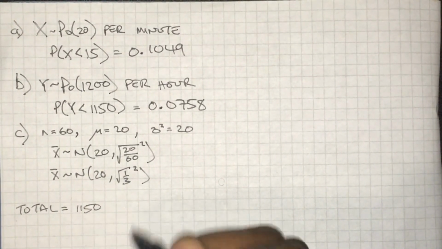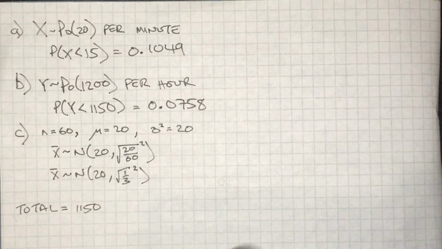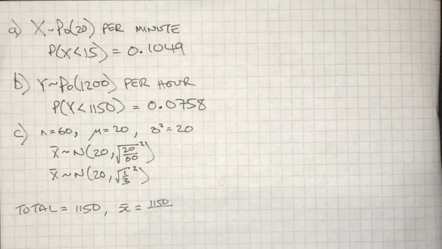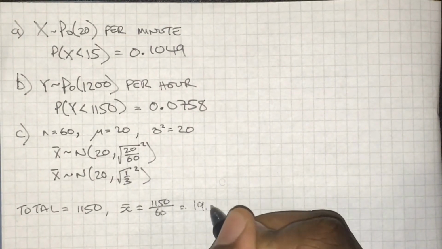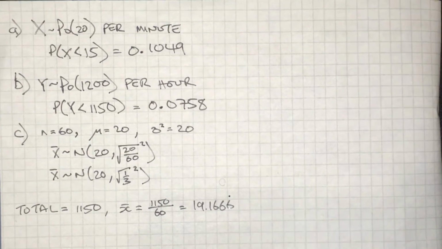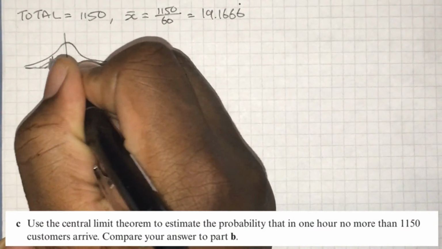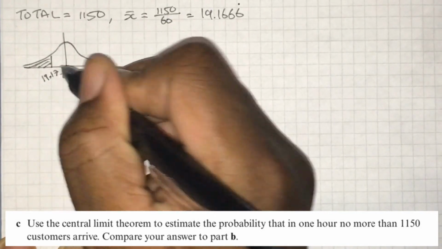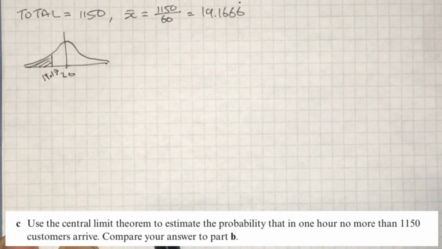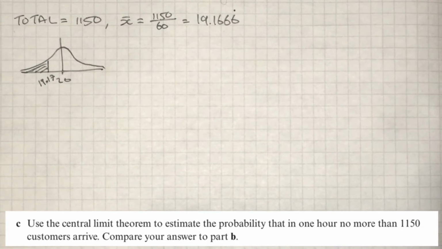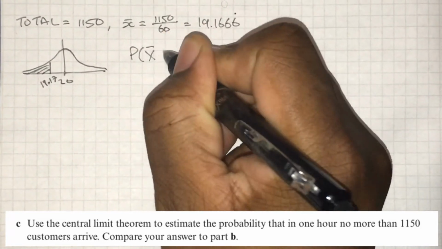Okay, well I know that I'm looking for a total time of 1,150, but for the x bar distribution, for the central limit theorem, I actually need to be working with an average. So the average, if the total was 1,150, is actually going to be 19.16 recurring. So I've got everything I need to be ready to make this calculation. So the probability I'm looking for is the probability that x bar is less than or equal to 19.16 recurring. And obviously I'm working with the x bar distribution. So this is the area that I'm looking for, expecting it to be less than 50%.